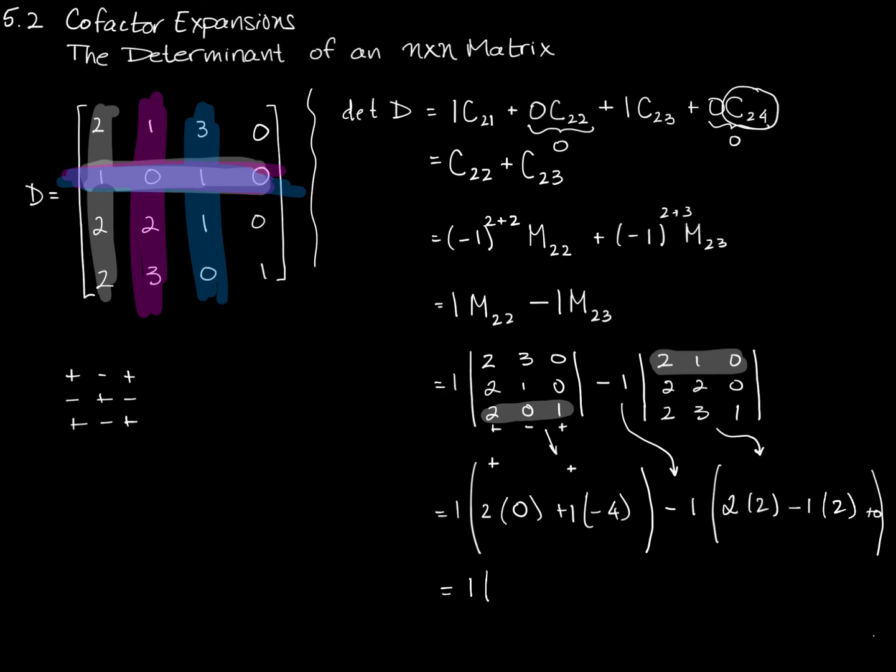To finish this off, I have 1 times 0 minus 4 minus 1 times 4 minus 2, which is -4. That's going to be 4 minus 2 is 2, and I have a -1 times that, so it's -2, so I get -6. My determinant, the determinant of this 4 by 4 matrix is -6. Now, I'm going to do this problem again because there's an even shorter way to do this.